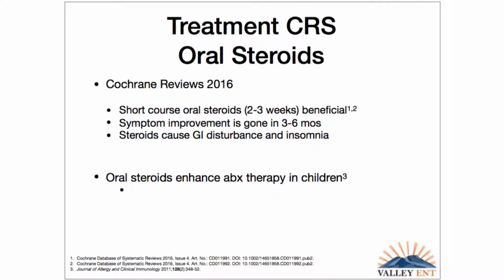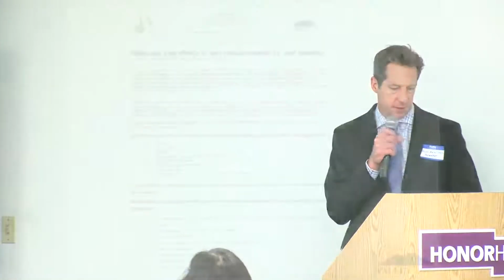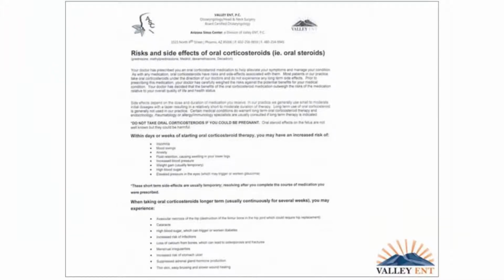Cochrane Review 2016. As you know, Cochrane reviews are some of the most scrutinizing literature reviews, and they showed benefit with short courses of oral steroids, 2 to 3 weeks duration for patients, but 3 to 6 months later, that benefit they got from those steroids was gone, and oral steroids are found to enhance antibiotic therapy in children. I brought some of my side effect sheets if anybody wants to take one and make a copy.